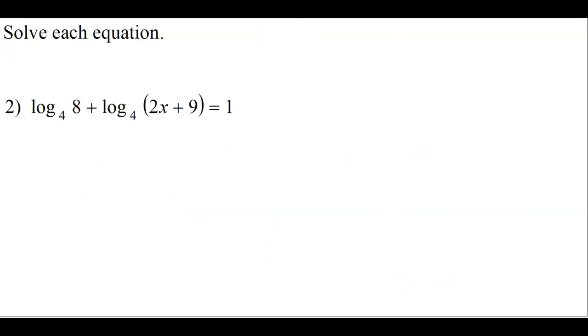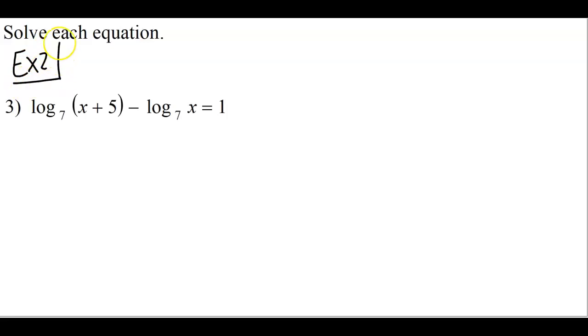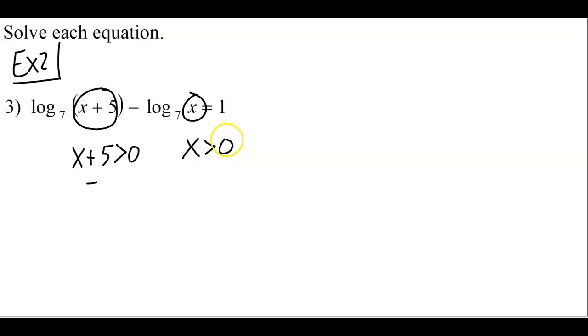All right, let's go ahead and move on to example number 2. This one involves some subtraction. All right, so when it comes to subtraction, we're going to handle it differently. But before we begin, let's check our domains. We have two domains we want to look at this time. We have x plus 5 needs to be greater than 0, and x needs to be greater than 0. I'm going to subtract 5 here, and x needs to be greater than negative 5.